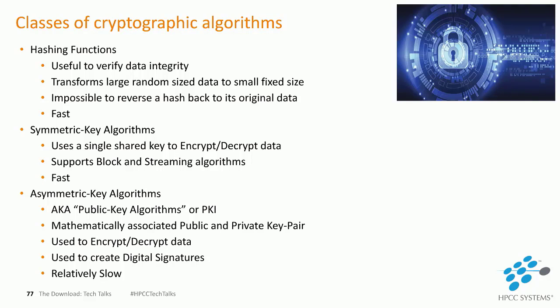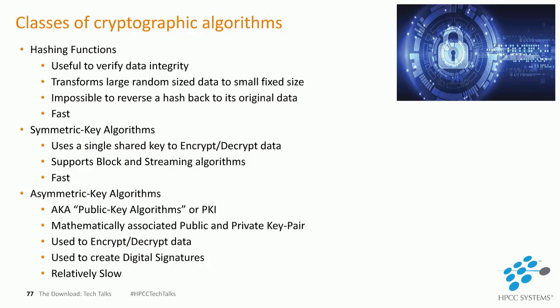The alternative to symmetric is asymmetric, and you've certainly all heard of public key algorithms or public key infrastructure, and what those are are mathematically associated key files. The public key, as its name implies, is widely distributed, and that's used to encrypt data, and the private key is held typically by just one or two entities, closely held, and is used to decrypt the data. It's also used to create digital signatures, which is just another form of a hash, which I'll go over shortly. But just want to point out that this is a relatively slow algorithm.